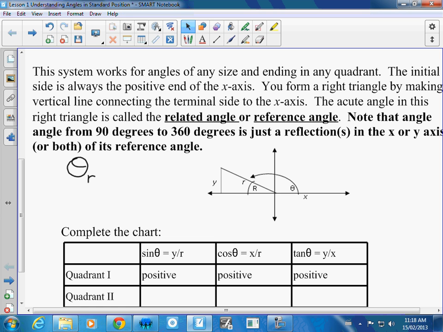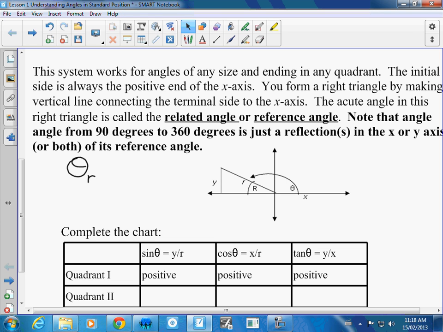Well, we don't know the numbers, but is r positive or negative? Is the hypotenuse positive or negative? Let's find out. You'll find out something really interesting about r in a sec. Okay, so let's talk about this. Quadrant 1. We're going to fill out this chart. This chart will make sense. This chart helps you determine things later on.